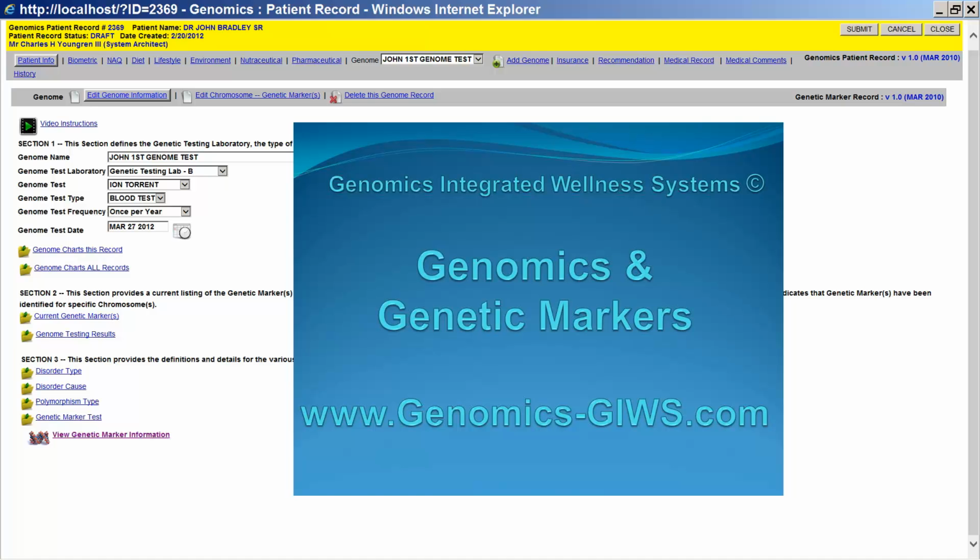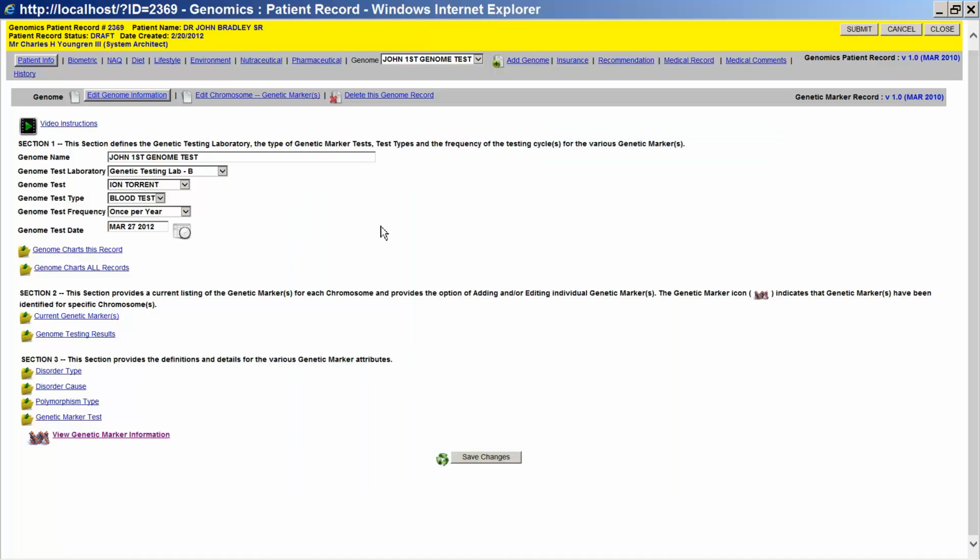This is a Genomics Integrated Wellness System discussion of the genome and genetic markers as provided for by the Genomics Integrated Wellness System software solution. As you can see, we can provide for one or many genetic marker and genome tests per patient. In this particular example, we'll be looking at genome test number 1 for our notional patient.